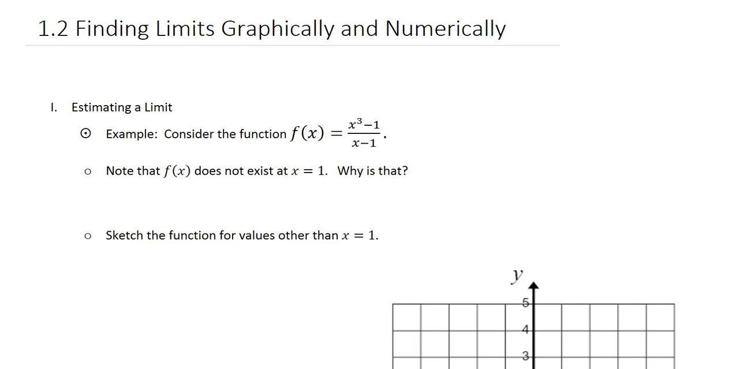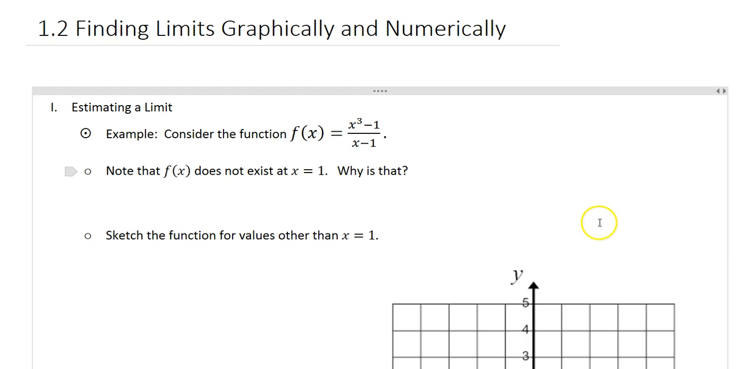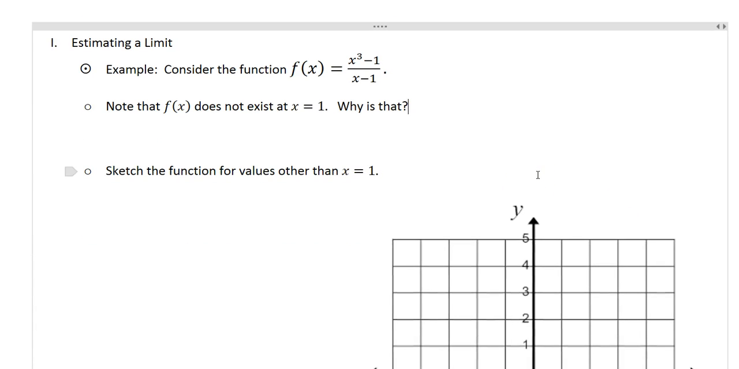So section 1.2 is all about limits. How do we find limits and what are they exactly? Before we start out, let's look at a very simple example. We want to consider the function f of x equals x cubed minus 1 divided by x minus 1.